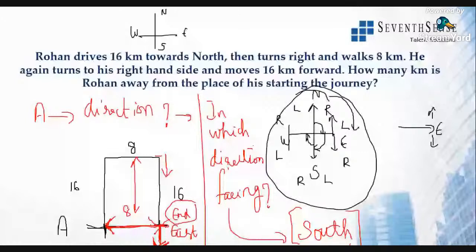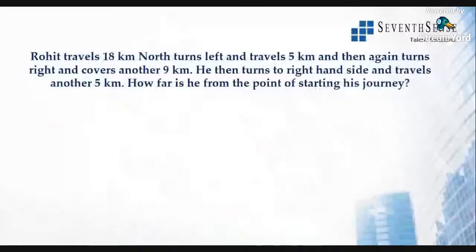The next question is here. They're asking: Rohit travels 18 kilometers north and turns left and travels 5 kilometers and then again turns right and covers another 9 kilometers. He then turns to his right hand side and travels another 5 kilometers. How far is he from the point of starting his journey?